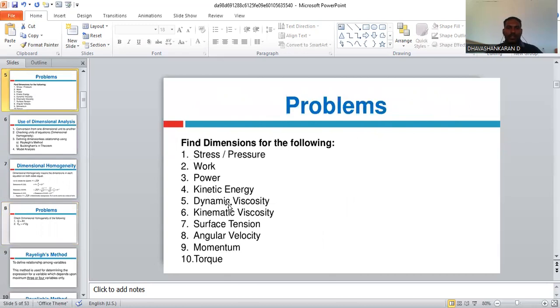Okay. So next, find the dimension for the following. I have also given some points: stress, work, power, kinetic energy, dynamic viscosity, kinematic viscosity, surface tension, angular velocity, momentum. Likewise, we have to find out the dimension for this data.